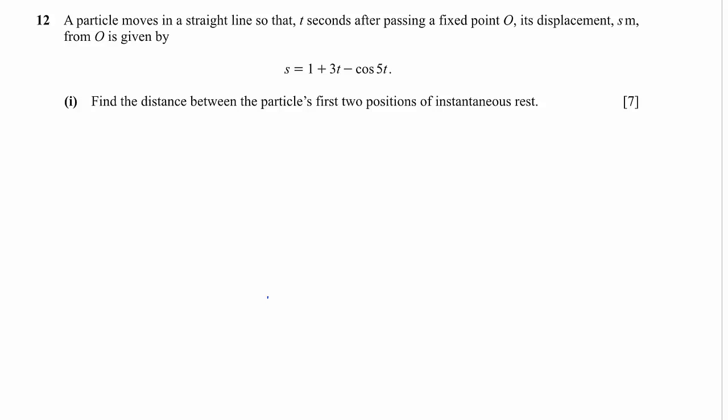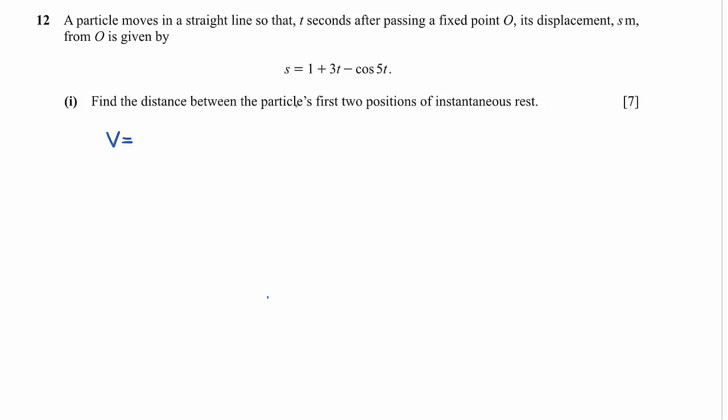A particle moves in a straight line so that t seconds after passing a fixed point O, its displacement from O is given by this expression. We want to find the distance between the particle's first two positions of instantaneous rest. So rest means velocity is 0.